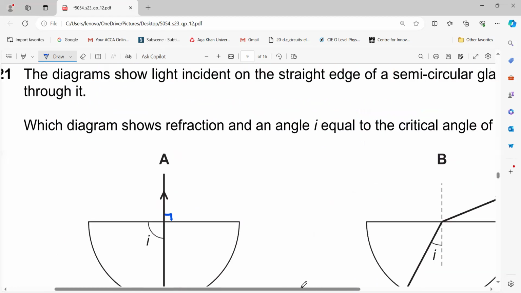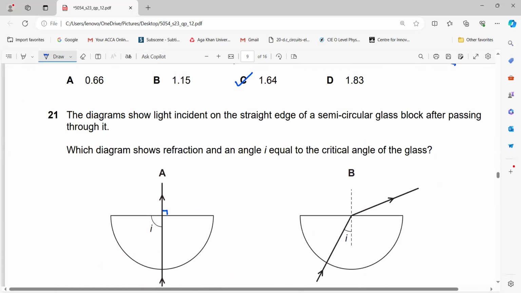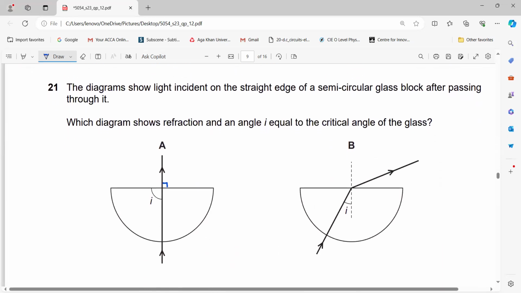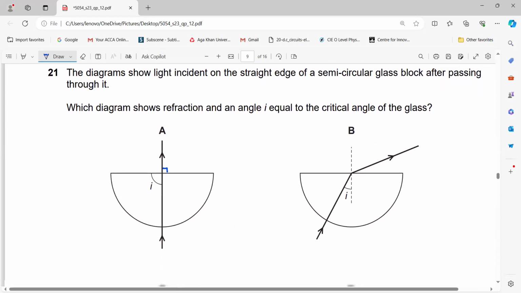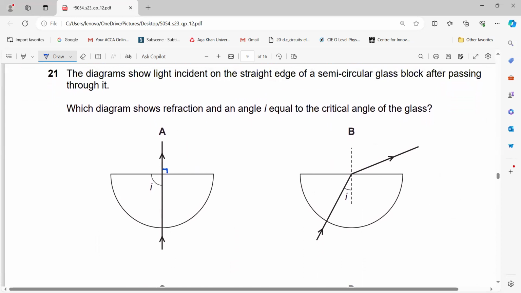Now it says the diagram shows light incident on the straight edge of a semicircular glass, and after passing through it, which diagram shows refraction and the angle I equal to the critical angle. Now the critical angle diagram, as far as I remember, I recall it like this. This is the normal, and the refracted ray travels along the plane. This is how it travels. This is where it enters perpendicularly.